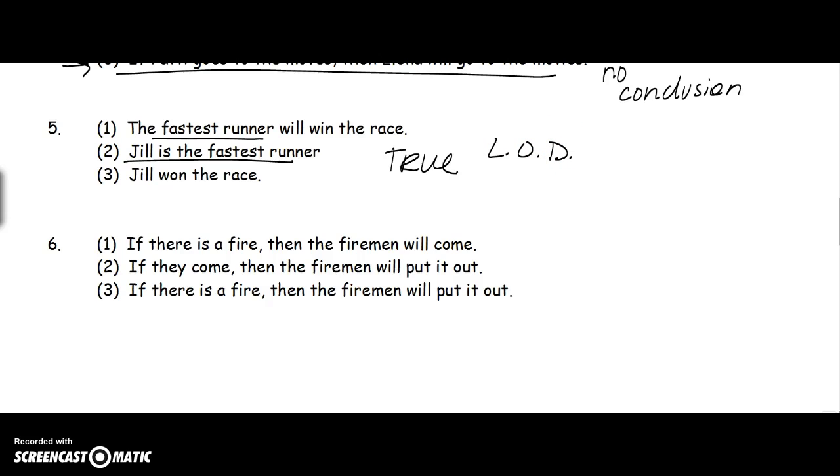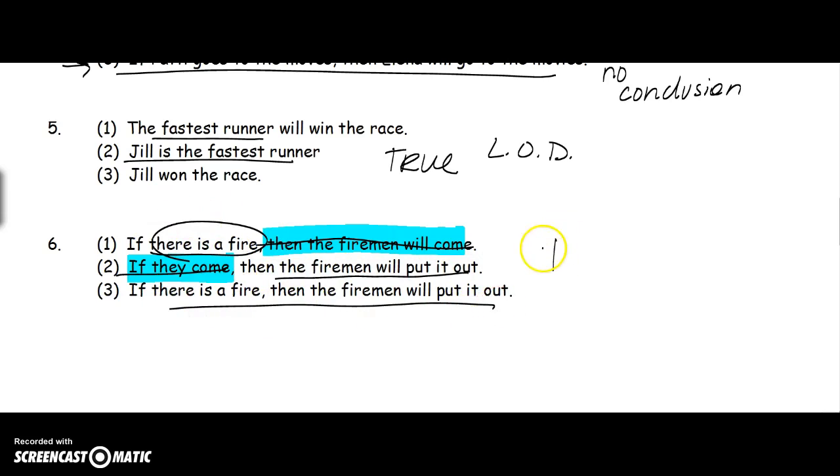Last one. If there is a fire, then the firemen will come. If they come, the firemen will put it out. So your conclusion would be, if there is a fire, then the firemen will put it out. Your middle terms cancel. If there is a fire, the firemen will put it out. This is true using law of syllogism.